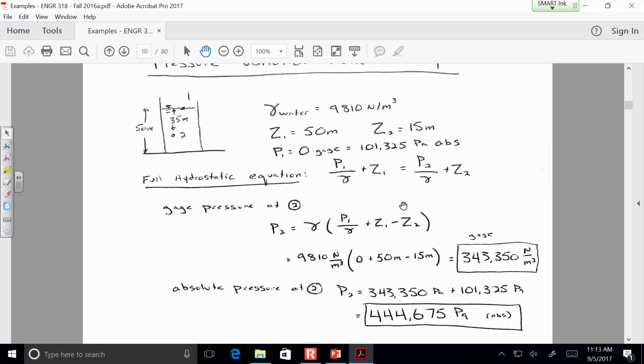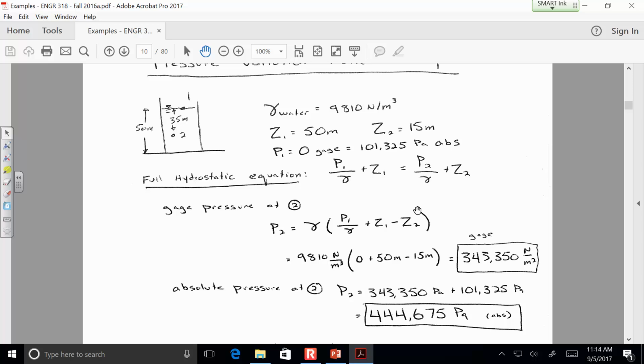So here's the full hydrostatic equation. Rearrange the equation to solve for P2, and so move all the other variables to the right side. In terms of gauge pressure, remember when we're solving for gauge pressure, that's when we say atmospheric is 0. And so we set P1 equal to 0. We have the difference in elevations, and then you should get 343,350 newtons per meter squared as the gauge pressure. And then the absolute is when I add atmospheric on top of it. So that's when I'm adding on another 101,325 pascals. So the absolute pressure at 2 should be 444,675 pascals, according to the full hydrostatic equation.